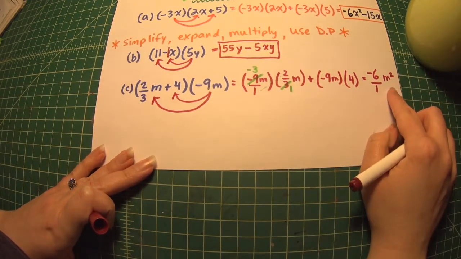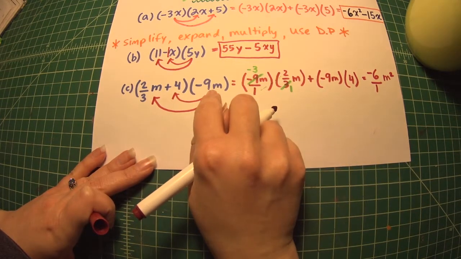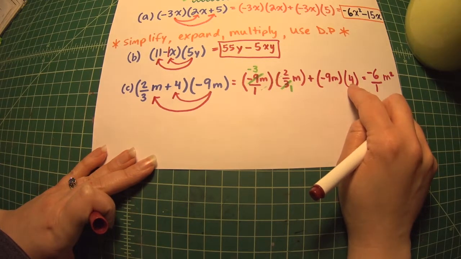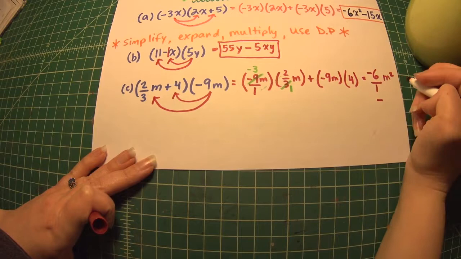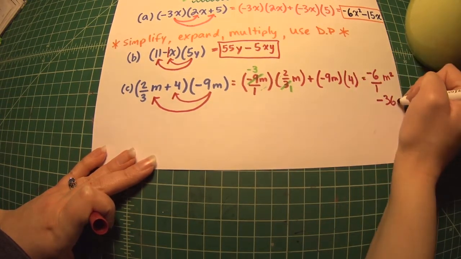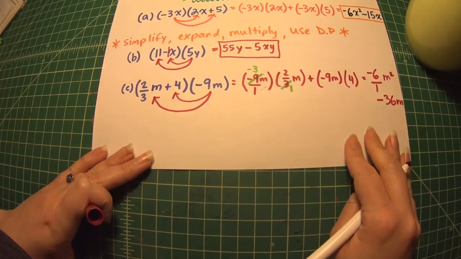Oops, I'm running out of room here. On to the second distribution, my negative 9m times 4. So negative 9 times 4, mismatch, so that's going to also be a negative. And then 9 times 4, 36. M times nothing, m. This should all be in one line. I just ran out of space there.